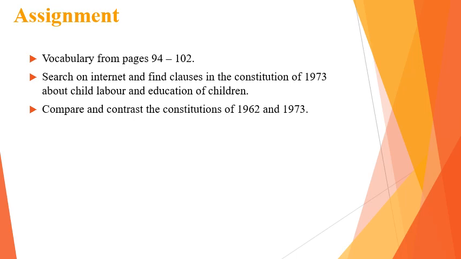The Constitution consists of articles, clauses, sections, parts. Now, while searching on the internet, you should search that part of a sentence which is about child labor and education of children and write it down in your notebook. And lastly, compare and contrast the constitutions of 1962 and 1973.